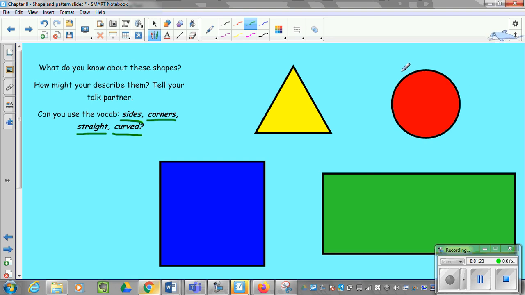Okay, so what I want you to do is pause the video again and tell your grown-up something about each of these four shapes. That includes the words sides, corners, straight and curved. I want to see your key vocabulary being used in your full sentences. Pause the video now and have a go.